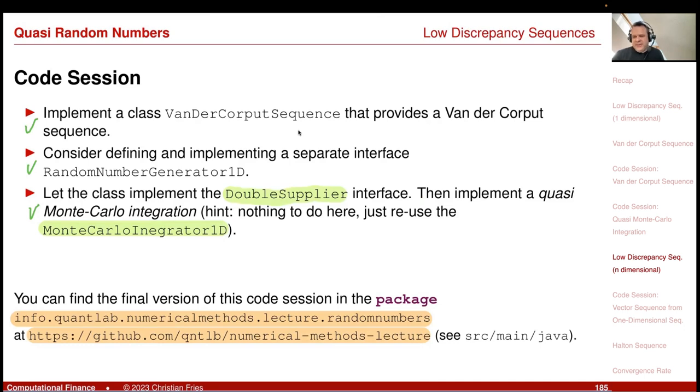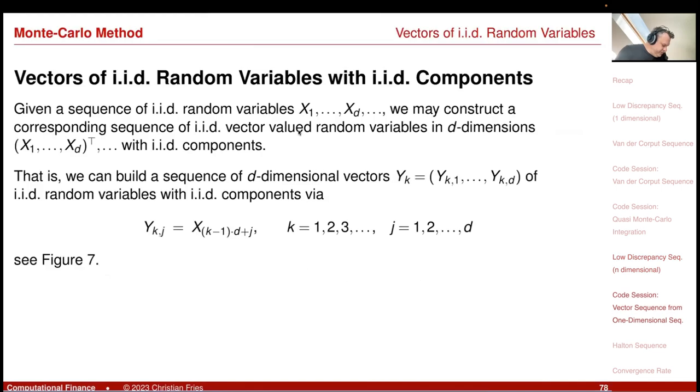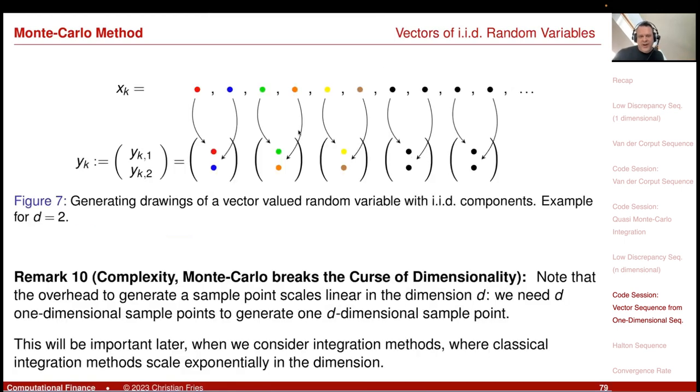What do we do if we do the sequence now in higher dimension? I would like to look at low discrepancy sequences in higher dimension. Recall that we had an algorithm that allowed us to create a higher dimensional sequence out of a lower dimensional sequence. So remember this algorithm: we populate the vector component by component, element-wise. The first element of the one-dimensional sequence populates the first element of the first vector of the two-dimensional sequence, and so on.